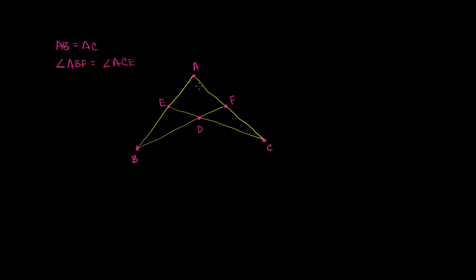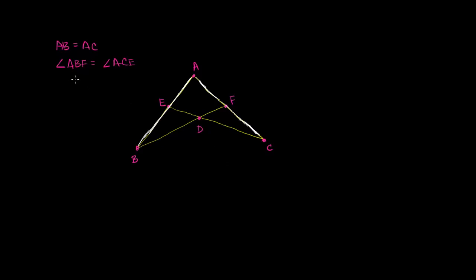Let's say, given this diagram right over here, we know that the length of segment AB is equal to the length of AC. So AB, which is this whole side right over here, the length of this entire side, as a given, is equal to the length of this entire side right over here. So that's the entire side right over there.